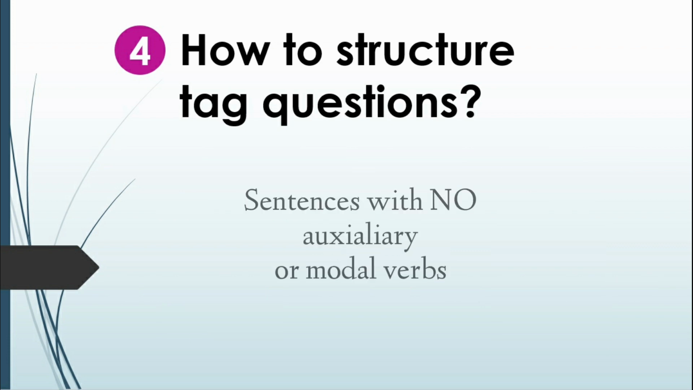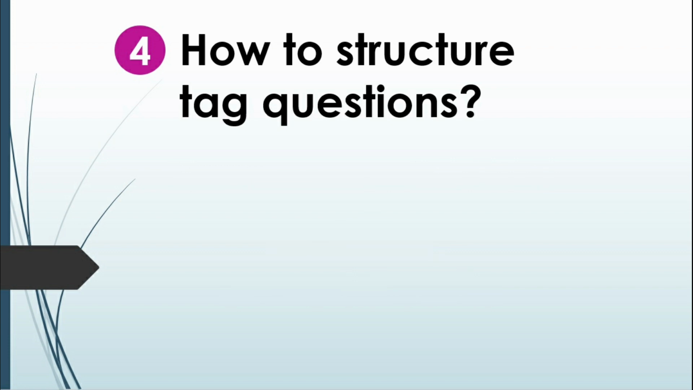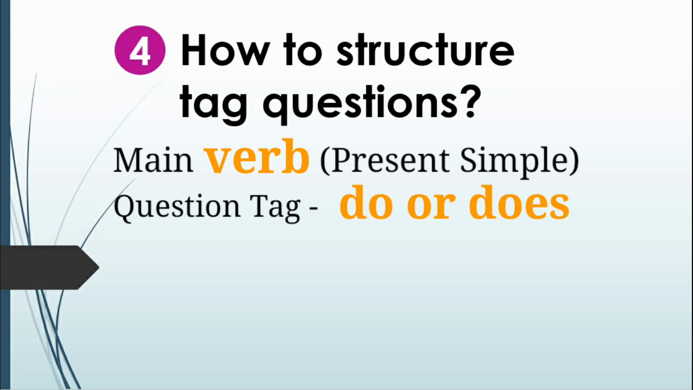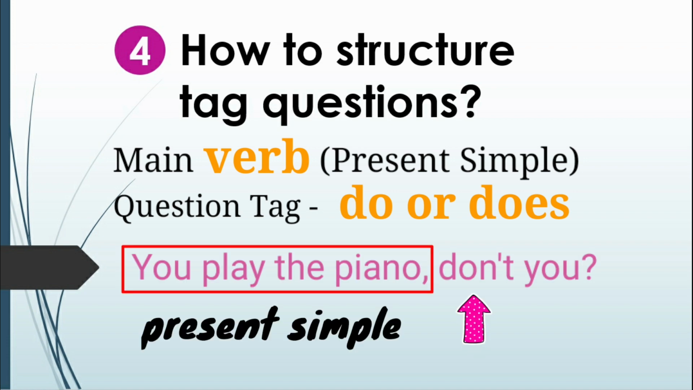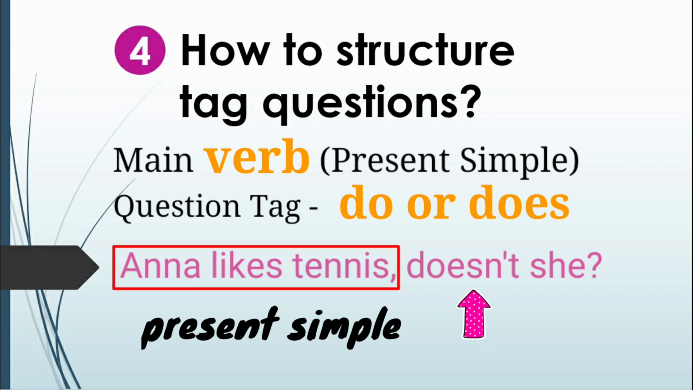Now, what if we don't see any auxiliary or modal verb in a sentence? Well, remember, when the verb in the main sentence is in the present simple tense, we form the question tag with do or does. For example, you play the piano, don't you? Anna likes tennis, doesn't she?